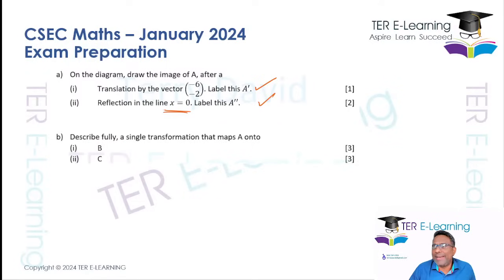What is the line x is equal to 0? Alright, so I've seen people telling me it's the y-axis, or at least most people are saying that. Now you have to be careful here, guys. You see your x is equal to 0. This here is actually your y-axis. X is equal to 0 is your y-axis. So what you're going to do is a reflection in the y-axis.